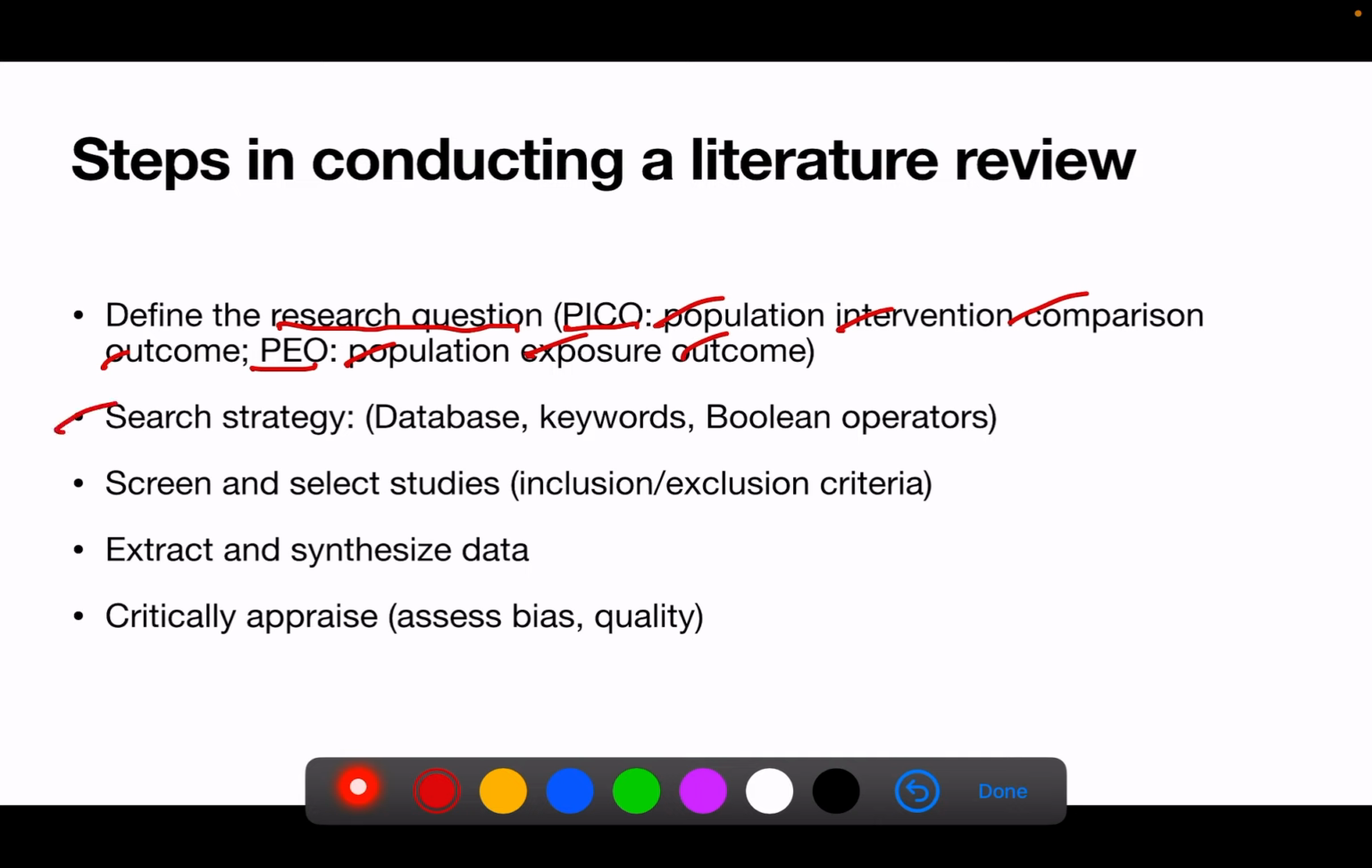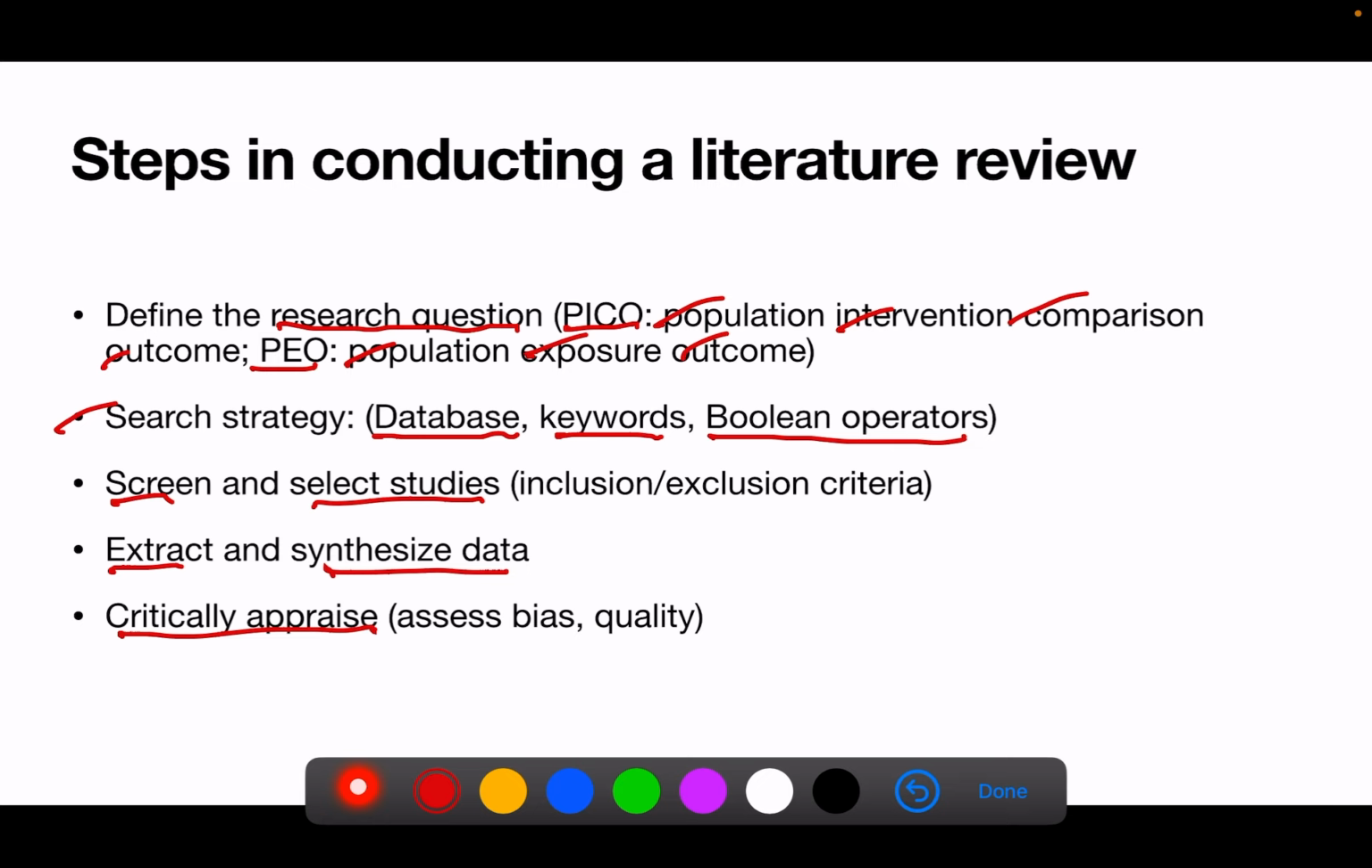Your search strategy involves looking through databases, applying keywords and Boolean operators. Screen and select studies, using inclusion and exclusion criteria, extract and synthesize the data, and finally, you critically appraise. So those are the 5 steps in conducting a literature review.